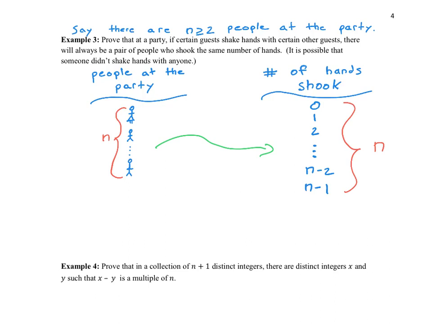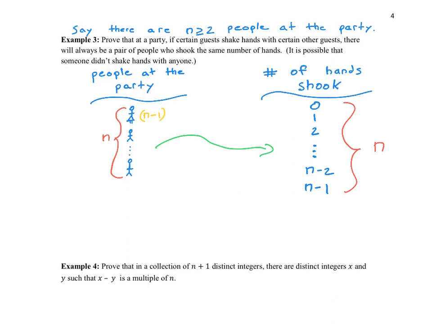So if you think carefully, you can't have someone at the party shake 0 hands and then someone else at the party shake everyone else's hand. Those two partiers cannot be at the same party. If we look over here on the left-hand side, let's say this first person says, oh, I want to meet every single person at this party. I'm going to shake n-1 hands, and that's their number assigned to them.